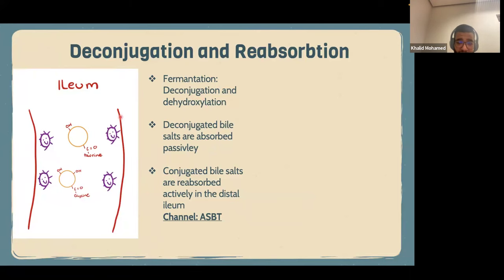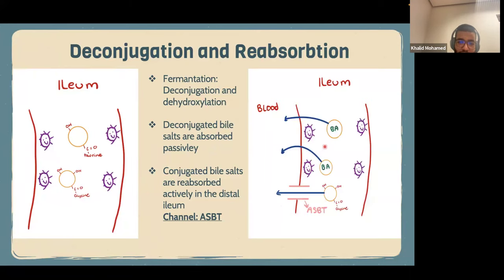And once it does that, the deconjugated bile acids are just absorbed passively. They can just pass into the blood through the membrane of the ileum, okay? But the conjugated bile acids, since they're polar, okay, some of them don't get deconjugated. Not all of them get deconjugated, but the majority do. However, the remaining that don't, you also need to reabsorb them. So we have a special channel for them in the distal ileum. The reason I drew it here is because it's in the distal ileum, the further part of the ileum. We call it ASBT. Okay, so this channel actively reabsorbs the conjugated bile acids.